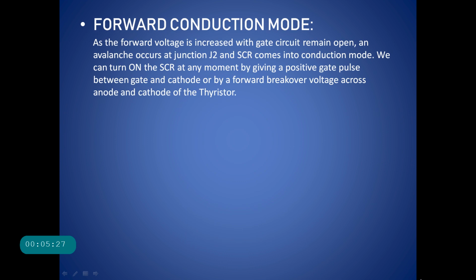Now, the last mode is the forward conduction mode. In this mode, as the forward voltage is increased, avalanche occurs at the junction J2 and the SCR comes into conduction. We can also turn on the SCR at the moment by giving a positive gate pulse between the gate and the cathode. So this was all about the modes of operation.